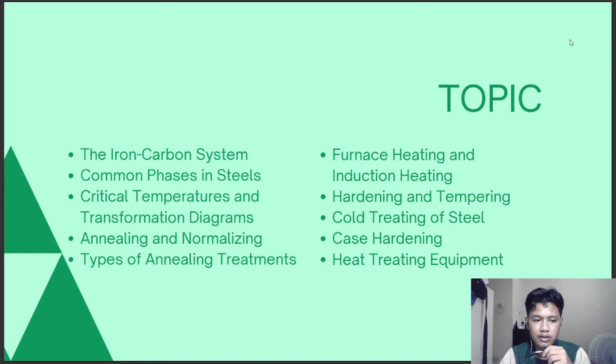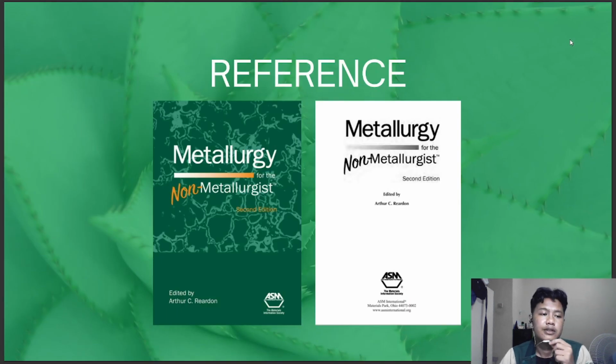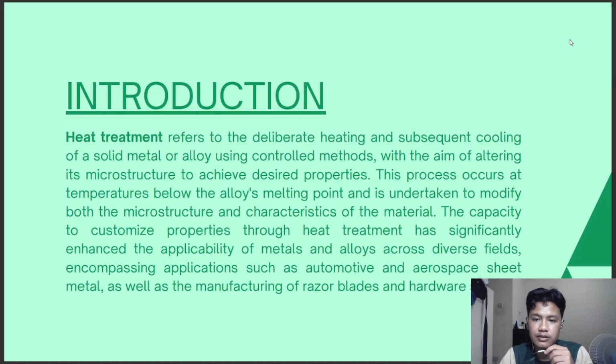This is the topic that we will discuss. There are 10 topics, from the iron-carbon system to heat treatment equipment. The full reference I took for this presentation is from this book, Metallurgy for the Non-Metallurgist, Second Edition, by Arthur C. Riordan. Okay, we go to the introduction.